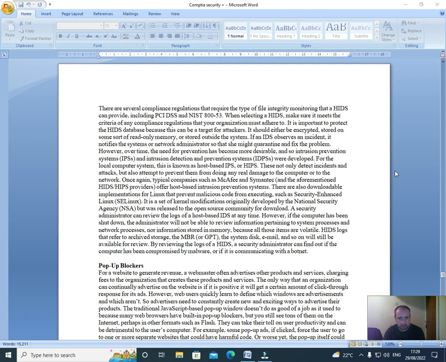However, if the computer has been shut down, the administrator will not be able to review the information pertaining to system processes and network processes, nor information stored in memory, because all these items are volatile. HIDS logs that refer to archive storage, the MBR or GPT, the system disk, email, and so on, will still be available for review. By reviewing the logs of HIDS, a security administrator can find out if the computer has been compromised by malware or if it is communicating with a botnet.